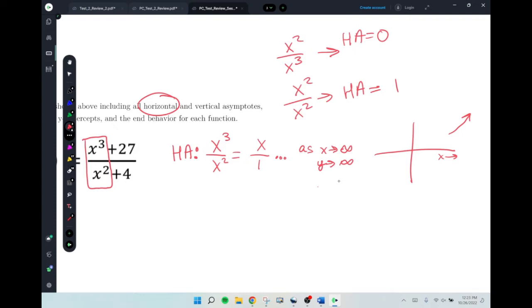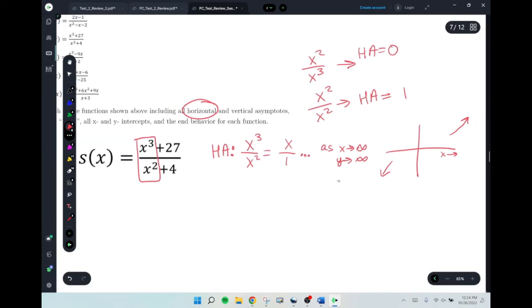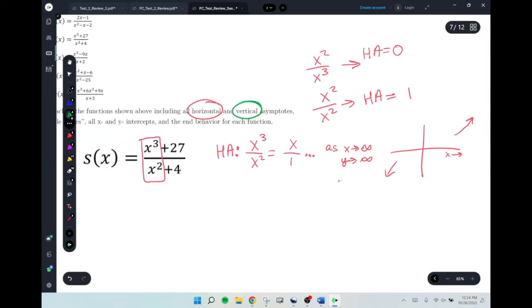As x goes to negative infinity, what does y go to? Looks like negative infinity on the flip side. And if the top is bigger, it's infinity, and if the bottom is bigger, it's 0. All right, vertical asymptotes.